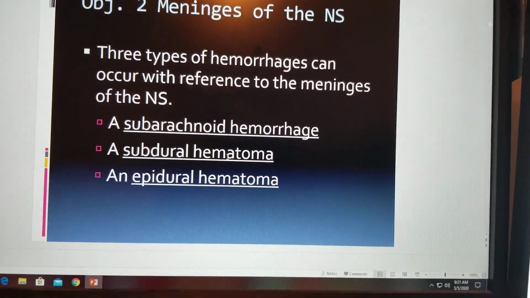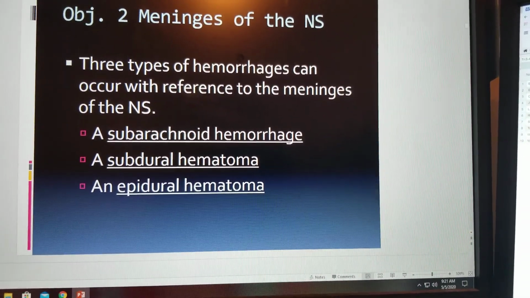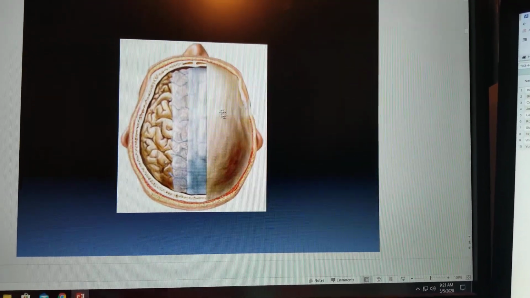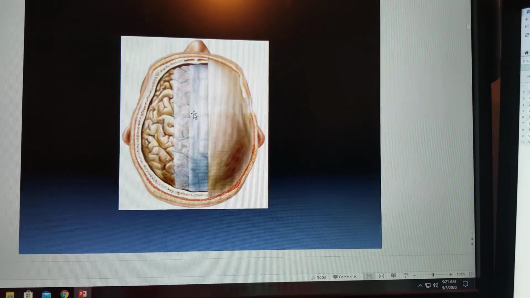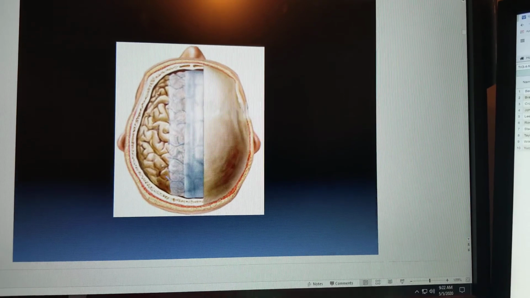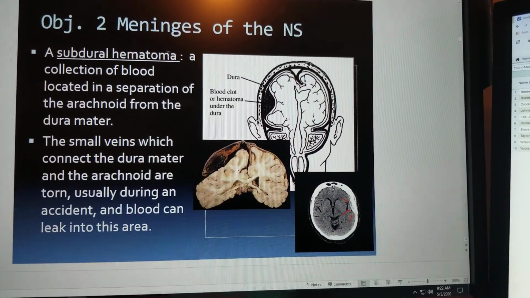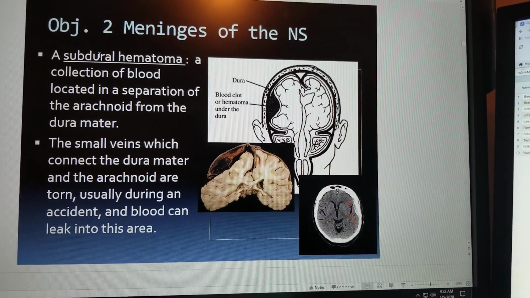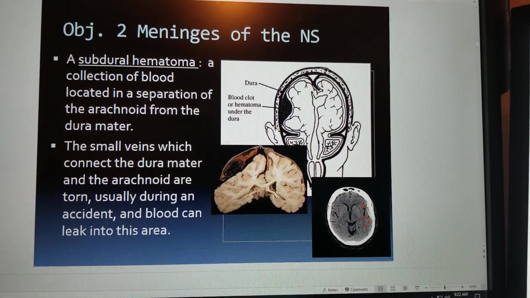So now, if you have a subarachnoid hemorrhage, so kind of go back to this picture, a subarachnoid hemorrhage. So there's the arachnoid, sub means below, so it's between these 2 layers. Okay. If you have a subdural hematoma, okay, sub below the dura mater, so that's between the dura and the arachnoid. So it's just kind of get an idea of reference where things are.